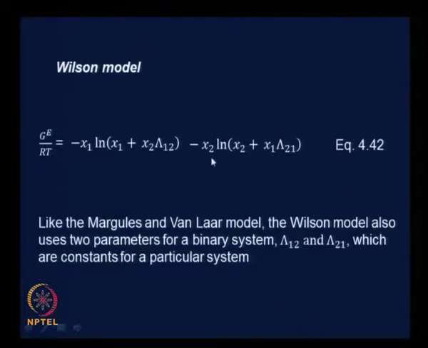And you could do the same things that we did with the other models, the Margules, Redlich-Kister, Van Laar and so on, to get at expressions for gamma 1 and gamma 2. If you do that, to recall, you need to differentiate it with respect to n1 at constant T, P, n2, and then recombine the terms with the recognition that x1 plus x2 equals 1.